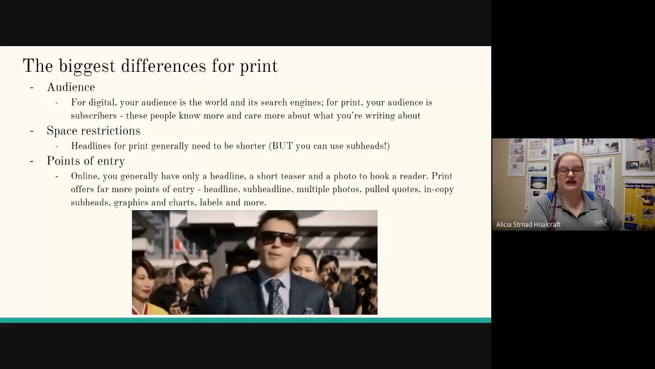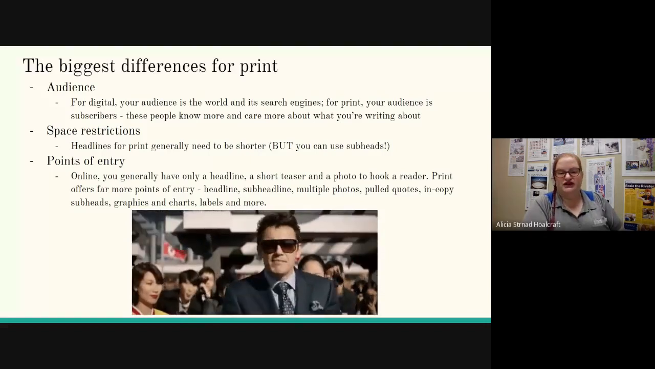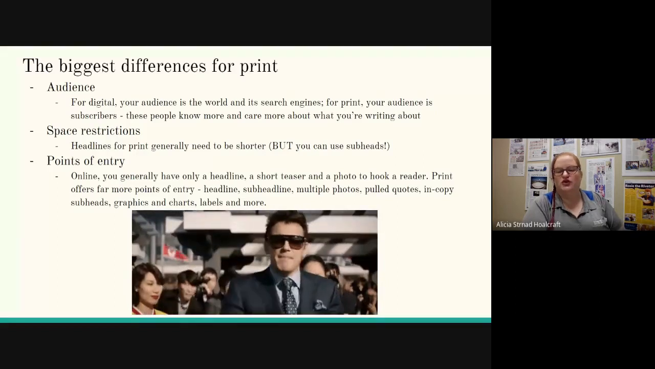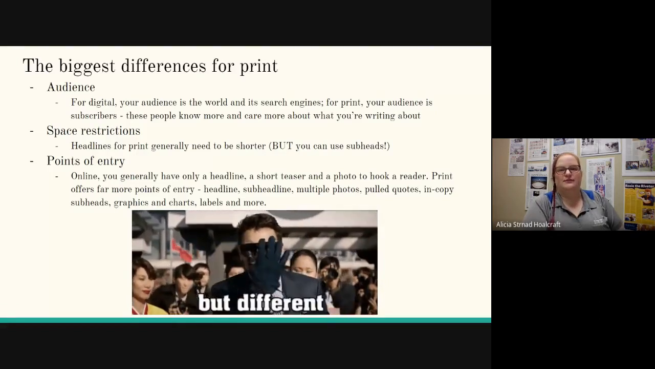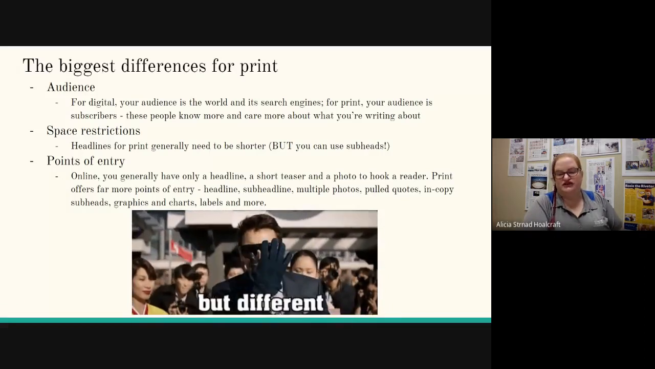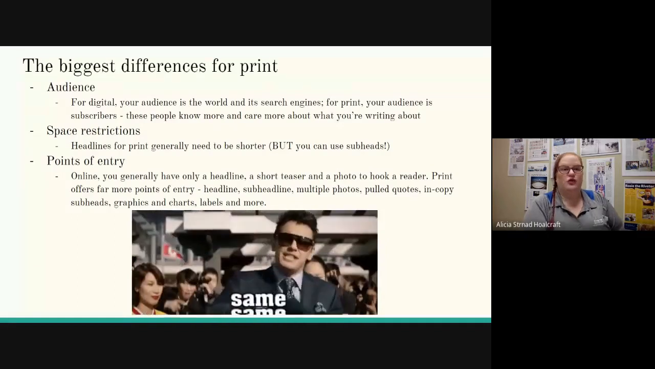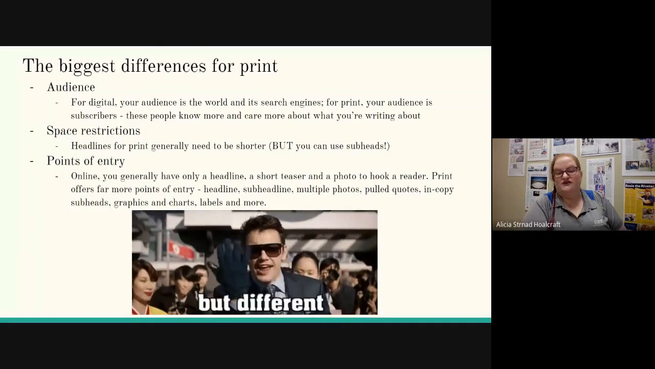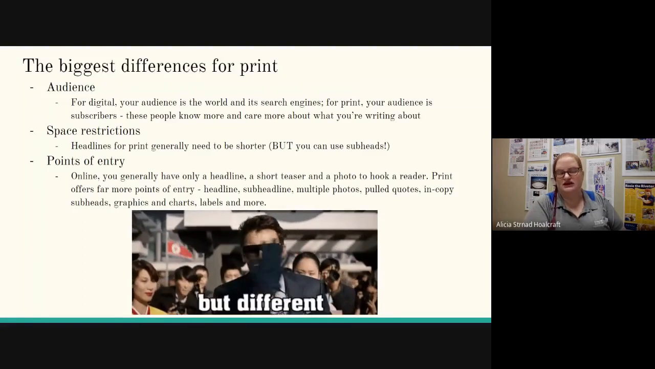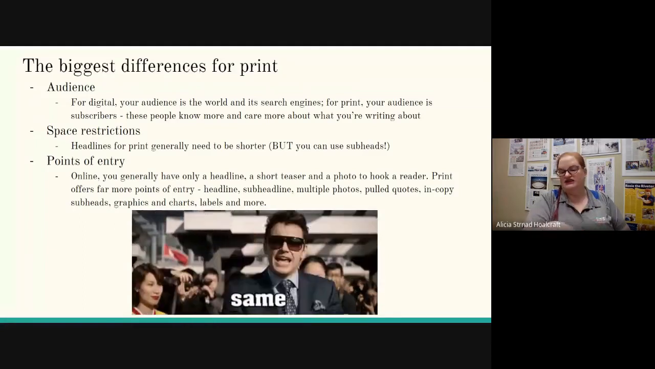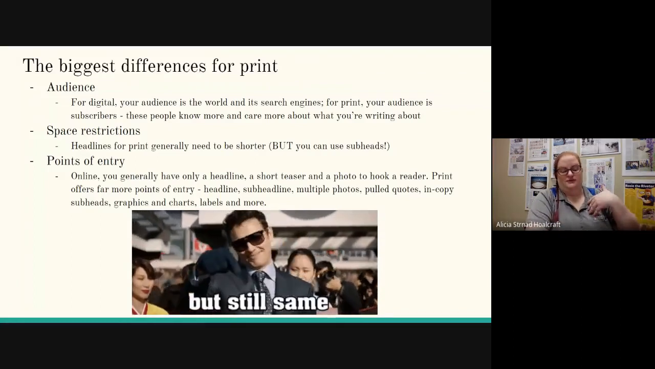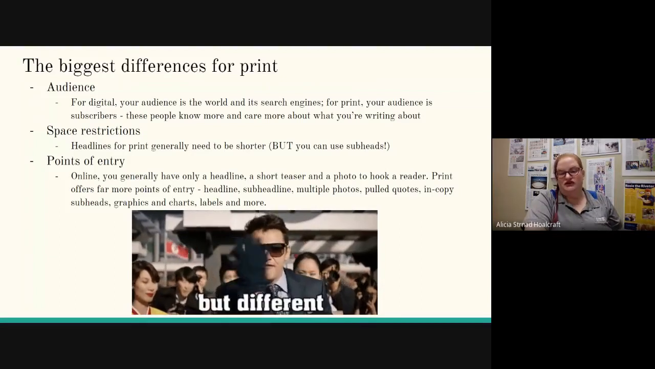And then the other thing is what is called points of entry. I don't know if this is something that people are taught nowadays. This is kind of an older term, and we'll go over it in detail later. But online, to hook a reader, all you have is generally the headline, a short teaser, and then a photo. Whereas in print, there's a lot more chances to hook a reader: the headline, the subheadline, photos, graphics, bold quotes, in-copy subheads, charts, labels, all kinds of things. So that actually presents, I really think, a bonus for print over digital.